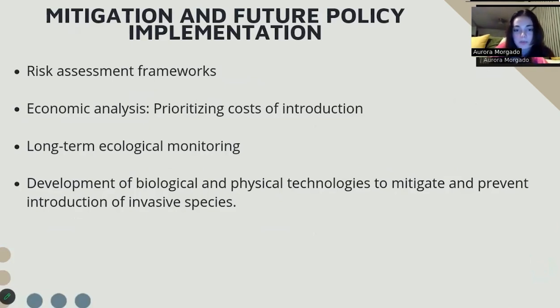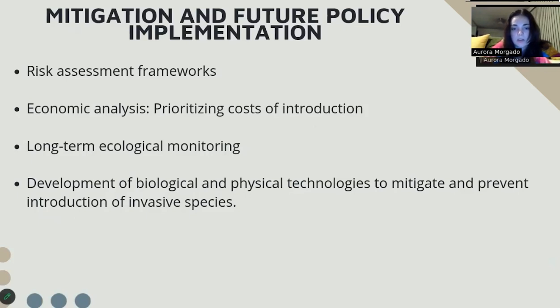Mitigation and future policy implementation. So what can we do to prevent these things from happening? The research pointed to a few major policy areas where we need to focus. First, we need solid risk assessment frameworks that evaluate potential species before they're even imported. There's economic analysis. We need to take the cost of ecological damage into account when deciding what species to raise or how to raise them. Sometimes saving money up front creates far more expensive problems later.